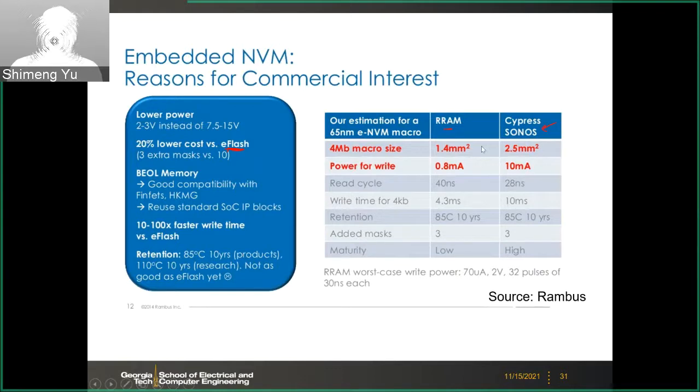And you see that the chip area can be reduced, and also the power, the total write current, will be much lower, because the flash in this case uses channel hot electron for the write. You have to inject a lot of current. So here, the other metrics are comparable, but the major benefit is a smaller chip size and much lower write power compared to the charge trap based EFlash.